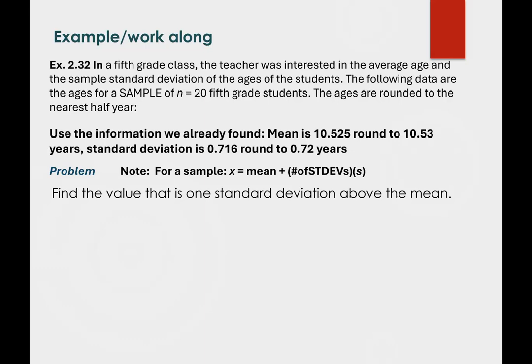And we're going to find the value that is 1 standard deviation above the mean. So we have this information and we want to find out what an actual x value would be that's 1 standard deviation above the mean. So we plug in our value, 10.53 plus 1 for the z-score, or number of standard deviations, times 0.72, our standard deviation. And we would get 11.25. Be sure to follow order of operations. Do your multiplication first, then your addition.